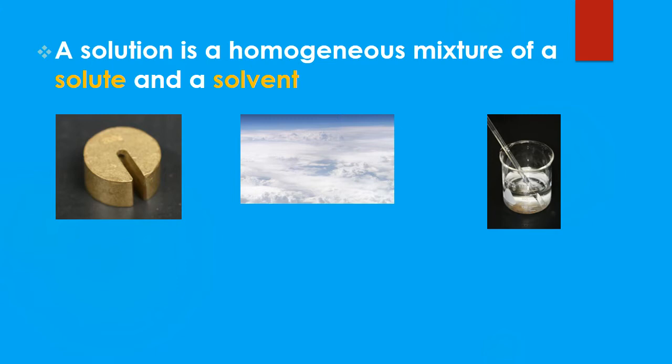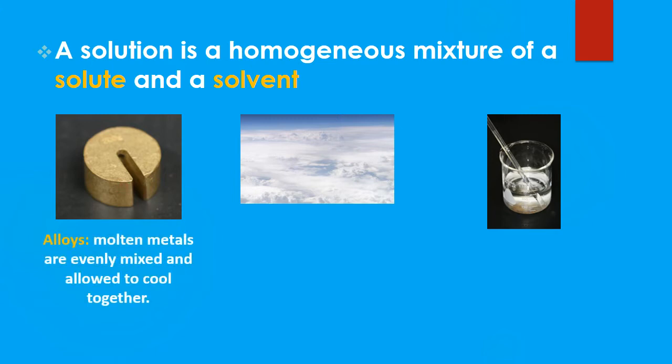And they can be different types of solutions. We can have solid solutions, like an alloy, which is a mixture of metals. So metals are melted or they're molten and they're mixed evenly and then allowed to cool. Something like brass would be an example of an alloy that is a solution. We have gaseous mixtures, like air. It's just a mixture of gases, and when gases mix, they would mix evenly. So we have a gaseous solution.